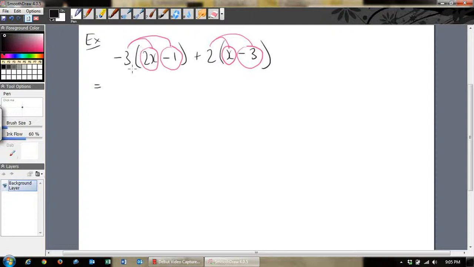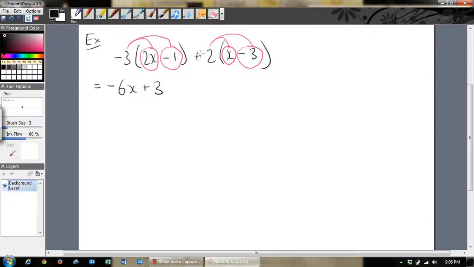Negative 3 times 2x is going to be negative 6x. Negative 3 times negative 1. Negative times a negative is a positive, and 3 times 1 is 3. So that's that first bracket successfully expanded. Just pat myself on the back.